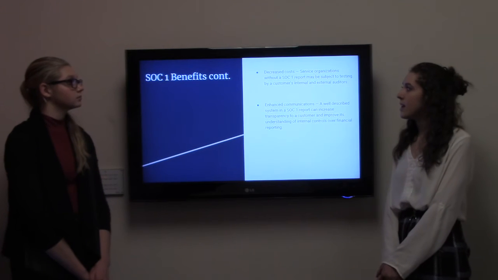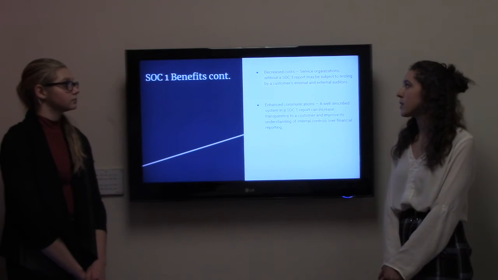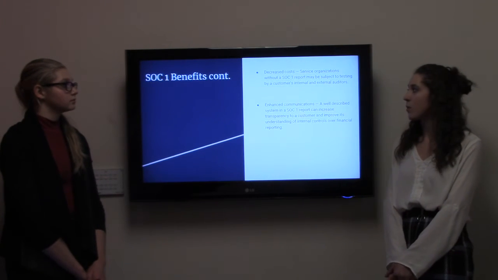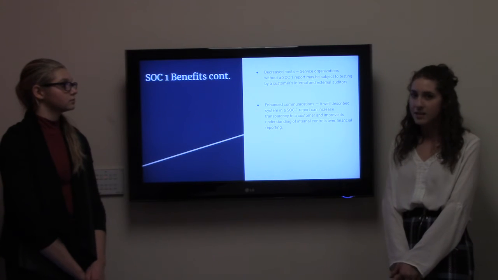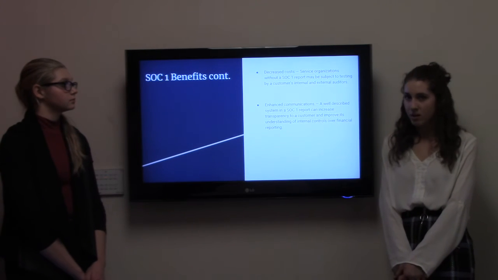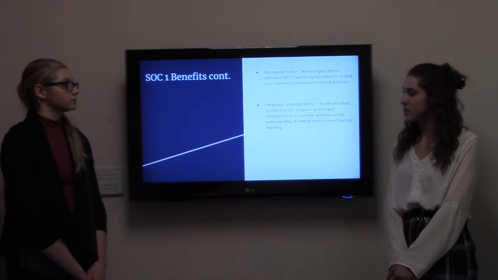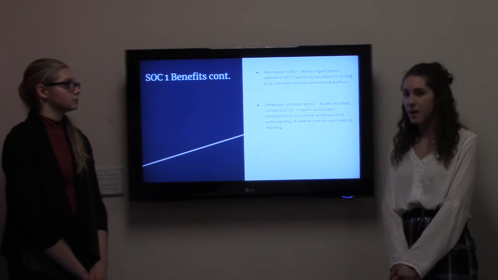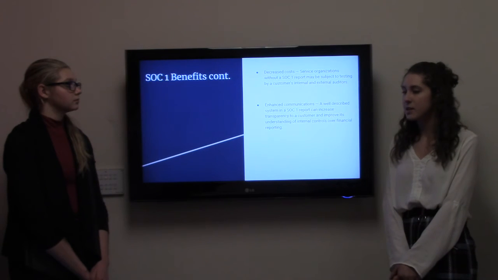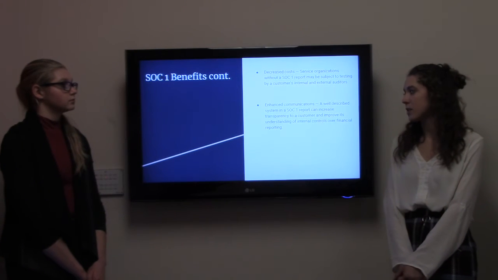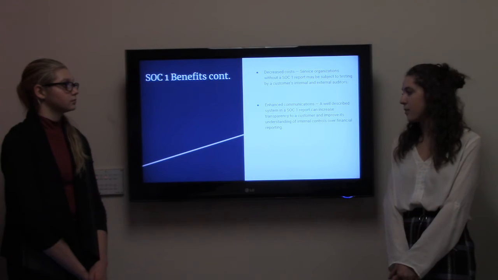Another benefit is decreased costs, because service organizations without a SOC1 report may be subject to further testing, which of course would be more costly for the organization. And then finally, enhanced communications. A well-described system in a SOC1 report can increase transparency to a customer and improve its understanding of internal controls within financial reporting.